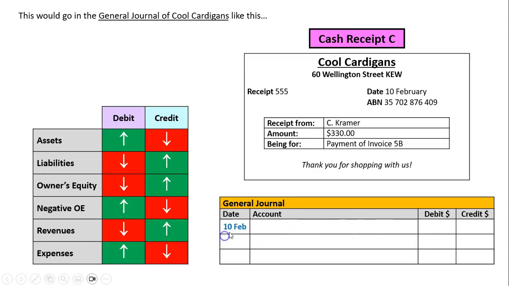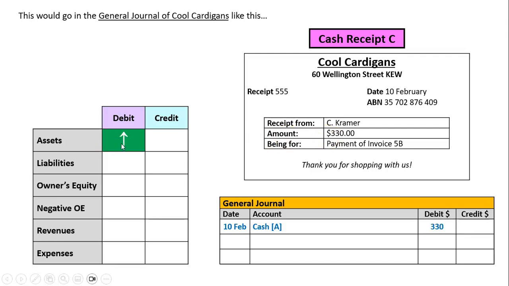Let's start with the date. So it says the 10th of February. We've received cash, so that must mean the cash asset's going up. So that will be a debit, and it's going to go up by 330. Well, every debit needs a credit, so what goes down?